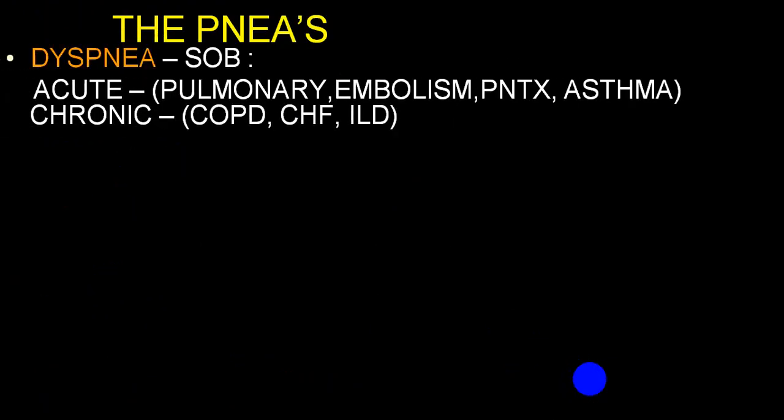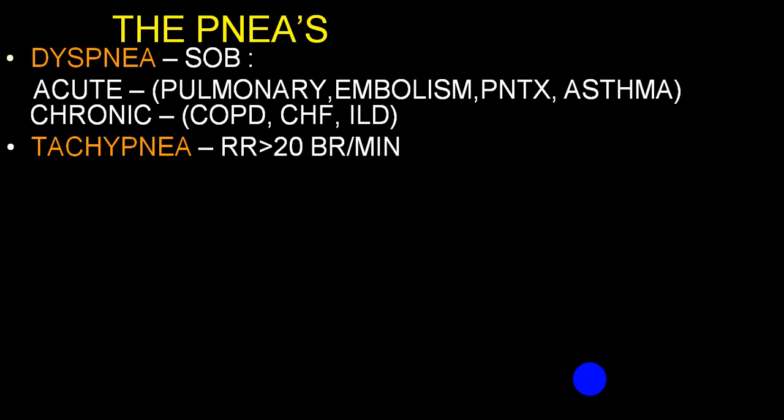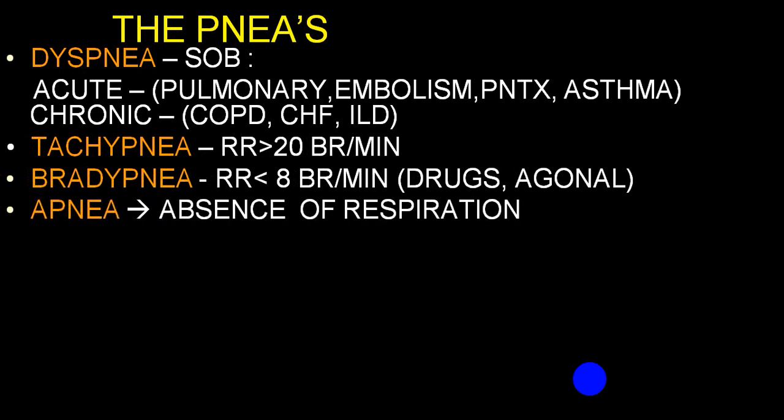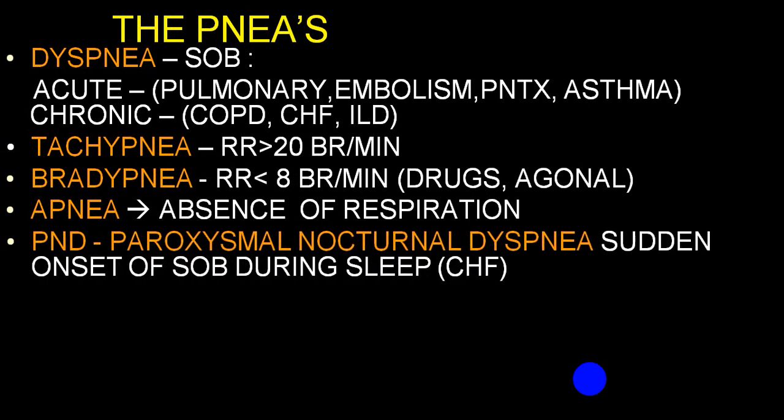These are also some of the things which will be asked: dyspnea is shortness of breath, can be acute or can be chronic. Tachypnea is more than 24 per minute. Bradypnea is less than 8 per minute. Apnea is absence of respiration, or absence of respiratory effort. PND is sudden onset of breathlessness during night in an early left ventricular failure.